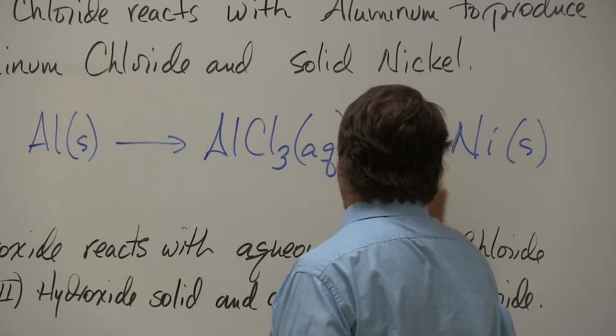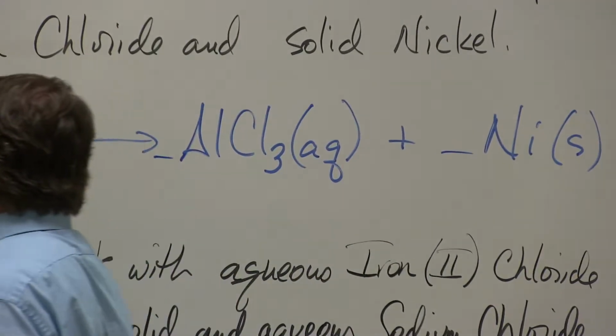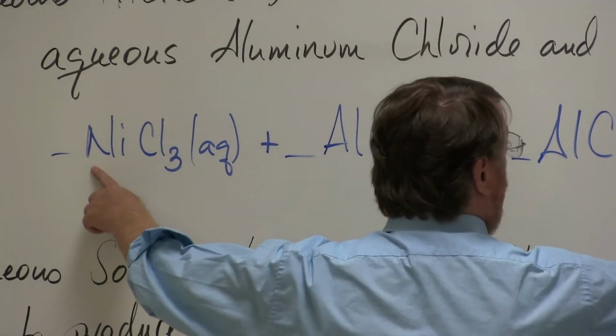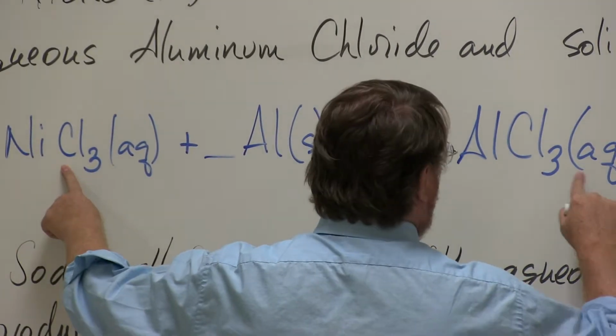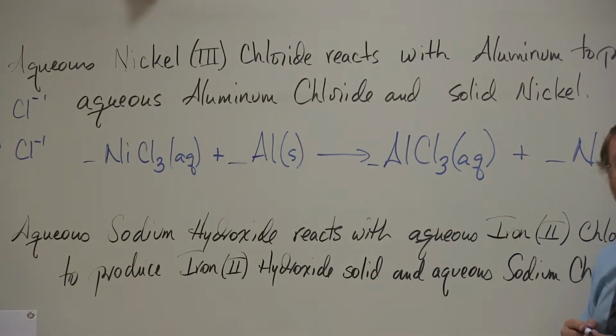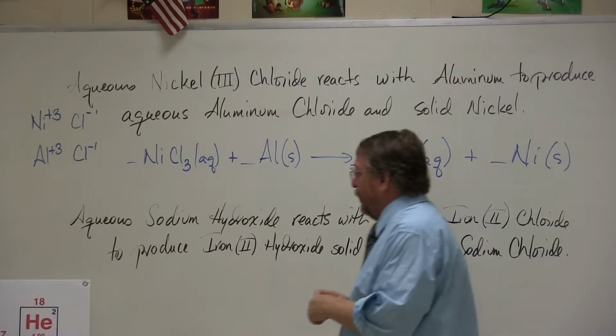Obviously we're going to want to balance that, but this is balanced as written. So I don't need to change anything. I've got 1 nickel, 1 nickel. 3 chlorines, 3 chlorines, 1 aluminum, 1 aluminum. It's balanced as written. All right, another one here.